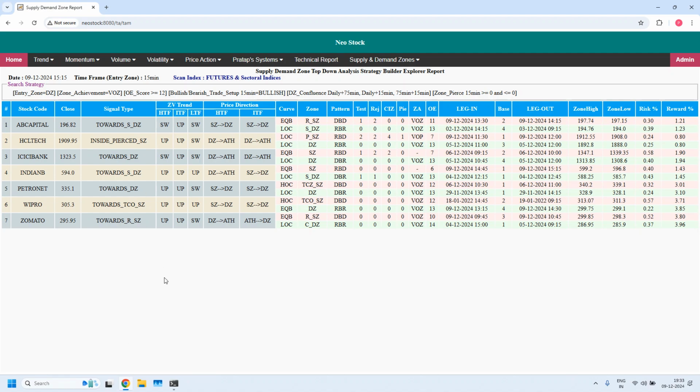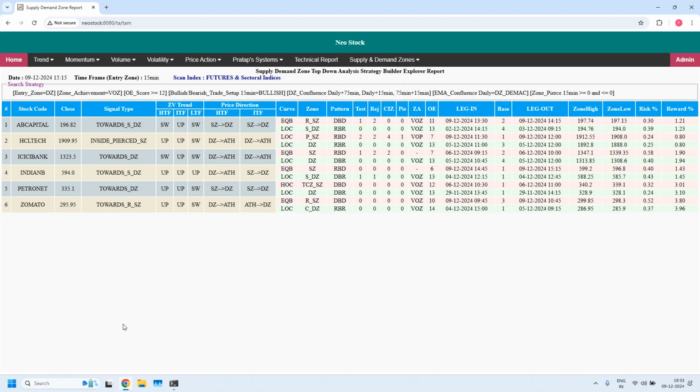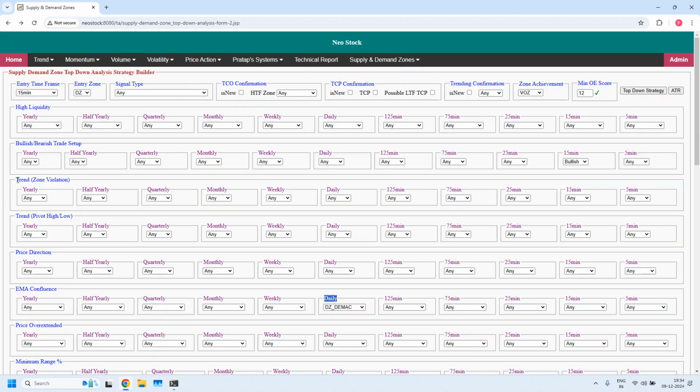If the remaining stocks are having EMA Confluence, they are even more high probability trade setup supported stocks. Let's verify. In the EMA Confluence at a daily time frame, the daily demand zone having daily EMA Confluence filter is enabled. With this filter, we got 6 stocks. Out of these 6, first and third eliminate them because the trend is sideways. You can also eliminate in the filter.